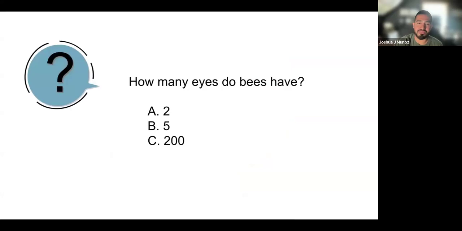Bee biology, that's your first one. So, how many eyes do bees have? A, 2; B, 5; C, 200.